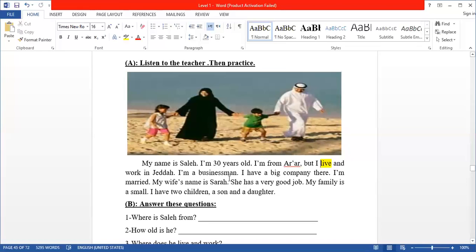He is a businessman. He said, I have a big company. A company, you know, company. Yes, there are many companies in Saudi Arabia, companies like Al Fawzan Company and so on.